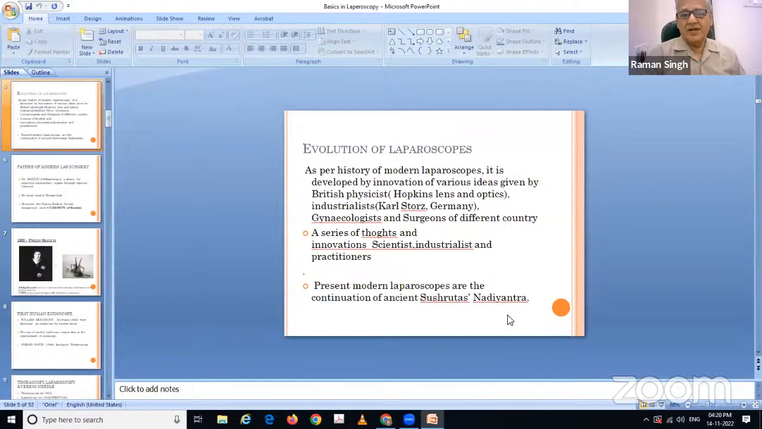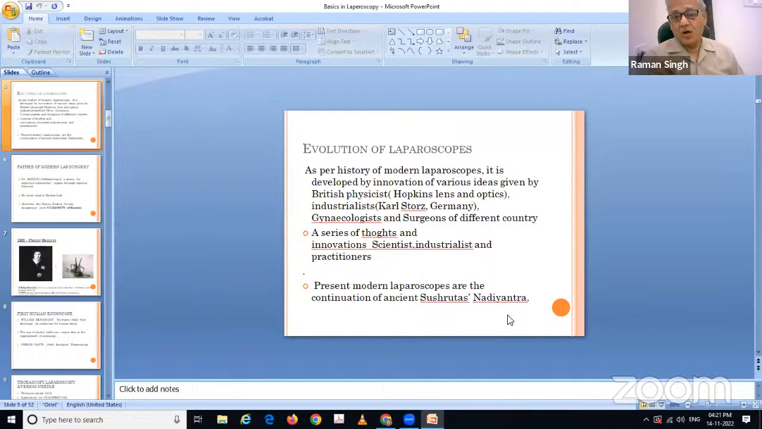Now, as per the history of the modern laparoscope, it was developed by the innovation of various ideas. Many modern surgeons and scientists, such as the British physicist Hawkins, who developed the lens system, and industries like Karl Storz from Germany, who started making various laparoscopy instruments, and gynecologists and surgeons from different countries contributed their ideas one by one, and presently we have laparoscopic surgery spread all over the world. A series of thoughts and innovations by scientists, industry, and practitioners developed the present laparoscope.